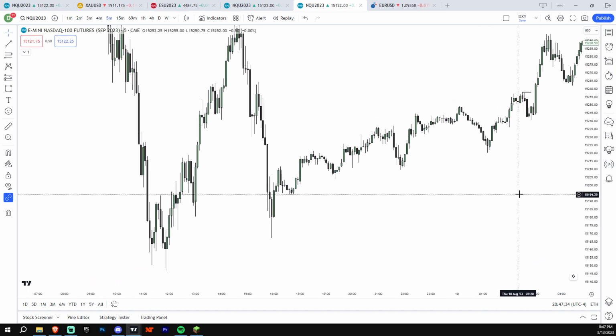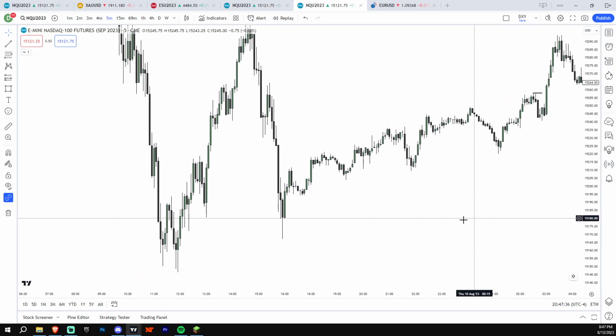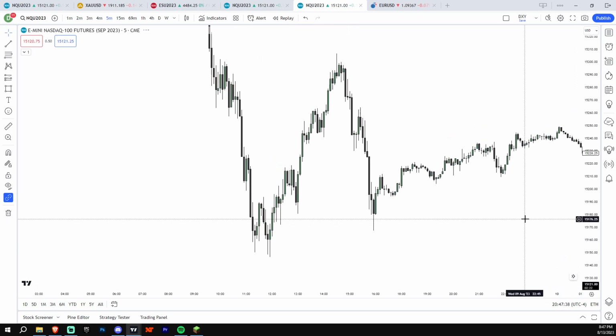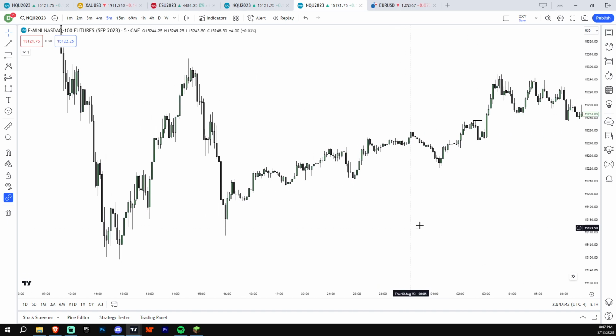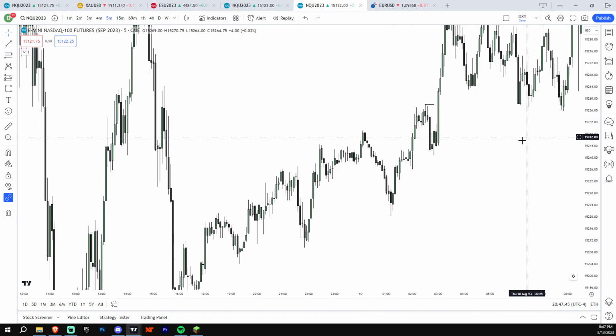Okay, but why do I like inversions better than market structure shifts? The reason why I like inversions better than market structure shifts is two things.